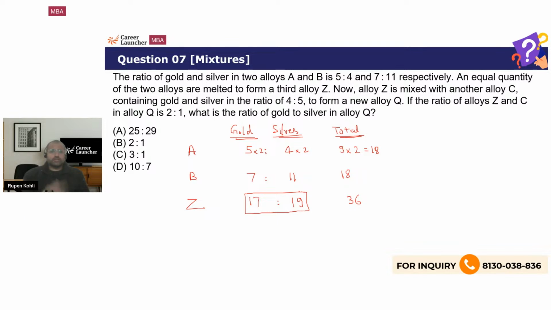phase of the question, that this alloy Z is mixed with another alloy C. So now comes into the picture a fourth thing, which is C, containing gold and silver in the ratio of 4:5 to form a new alloy Q. The ratio of alloys Z and C in alloy Q is 2:1. So if this is 2 units, then this is 1 unit. What is the ratio of gold to silver in alloy Q?